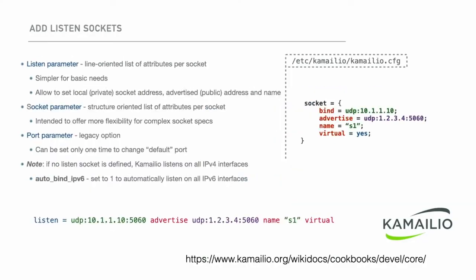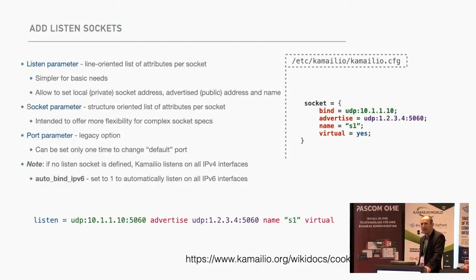Then, in a more recent one or two major releases, I added the socket global parameter, which is more like a structure. We have attributes, or fields, like bind and advertise, giving the name. And you'll see for the multi-threading UDP, you can also assign the group of workers for it. So listen is still there, and it's quite flexible.